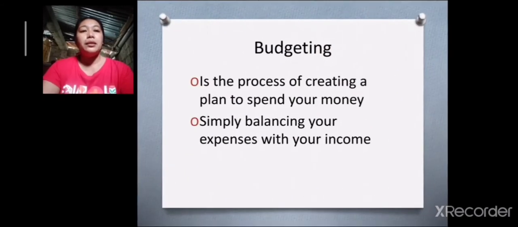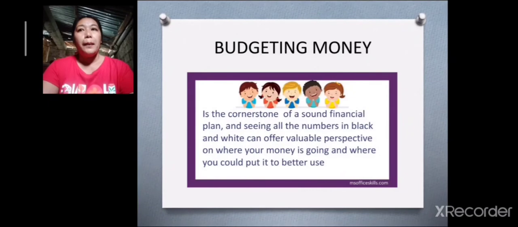Next topic is budgeting. Budgeting is the process of creating a plan to spend your money, simply balancing your expenses with your income. Budgeting is important to meet the family needs. This is to spend money wisely and buy the necessities of the family properly.